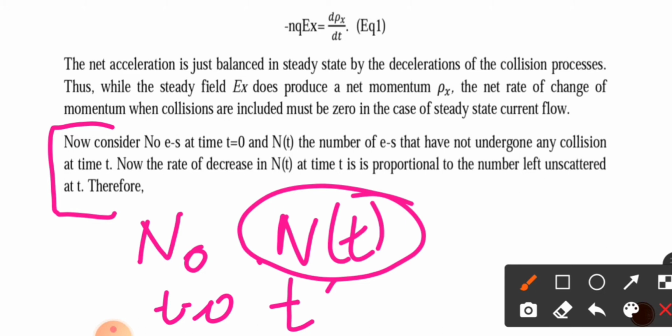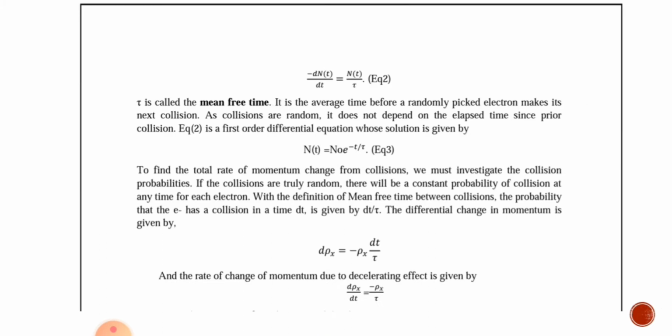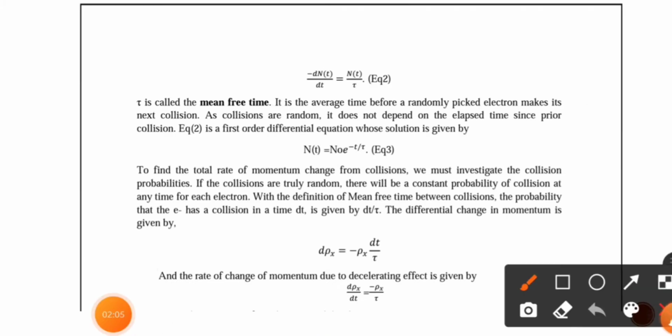Now the rate of decrease in N(t) at time t is proportional to the number left unscattered at t. So we can write it as minus dN(t) by dt, rate of decrease, right? So minus dN(t) by dt is equal to N(t) by tau. So this tau is known as mean free time.